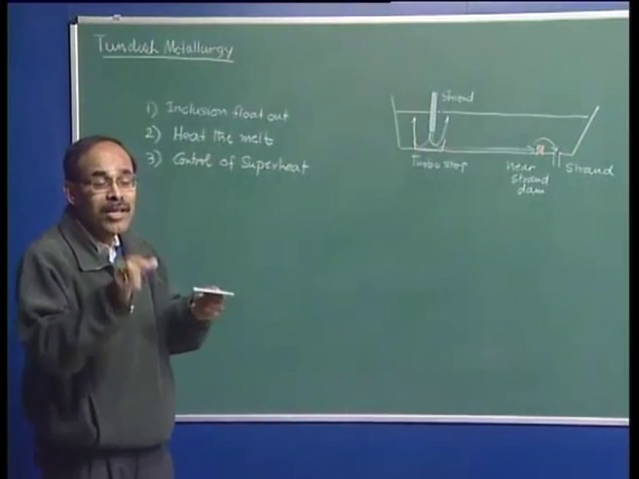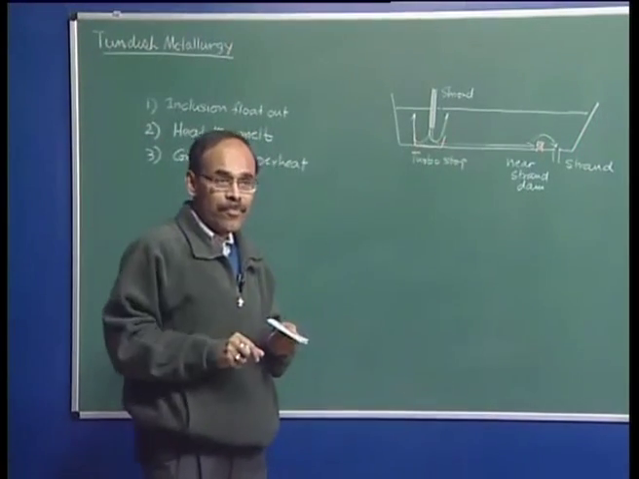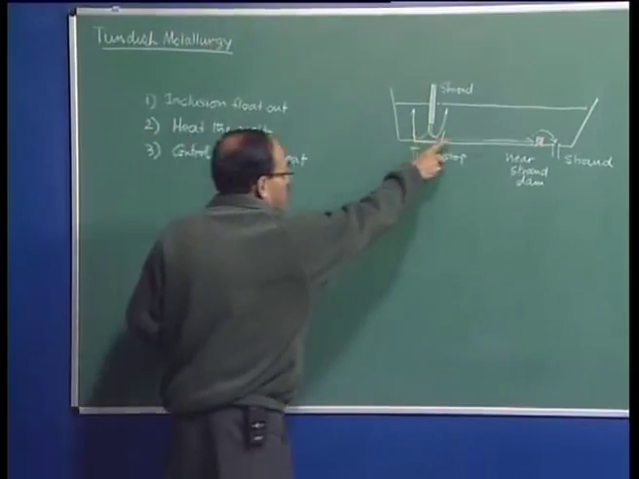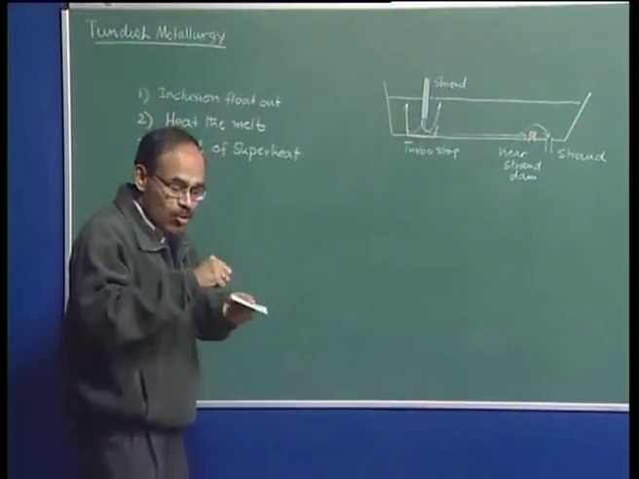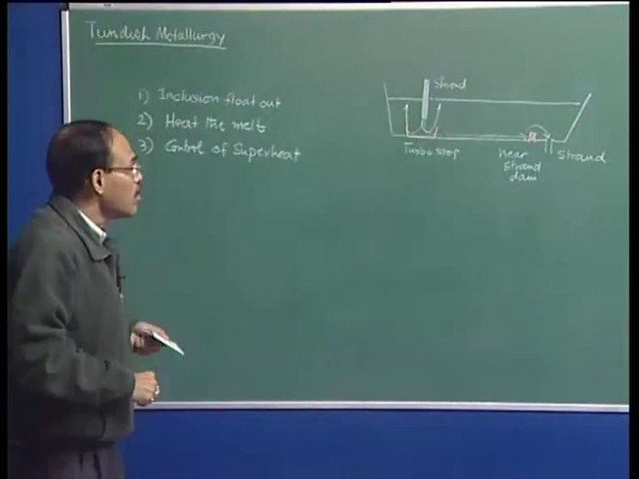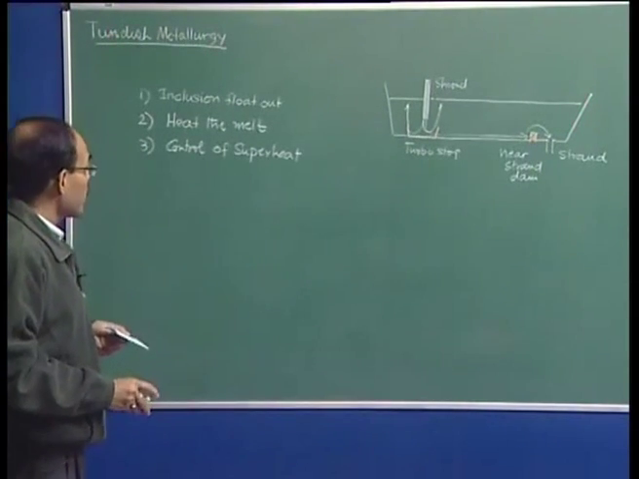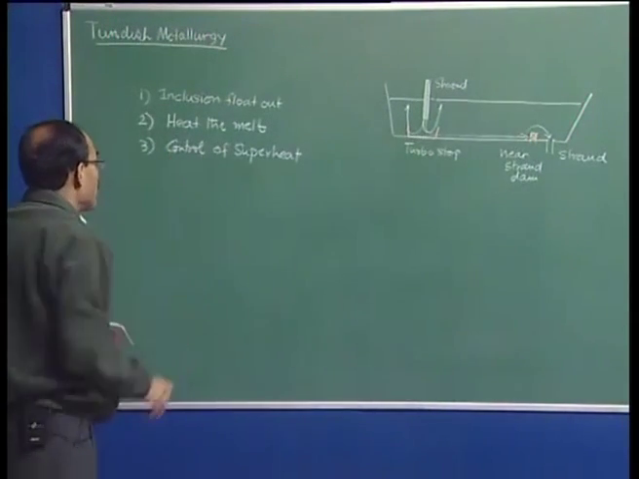Otherwise, what is going to happen? You are going to have a very thin shell. So, larger is the superheat in the tundish for a given condition in the mold, thinner is going to be the shell, and there is going to be more hydrostatic pressure on the wall of the solidifying billet. So, the superheat has to be very properly controlled.